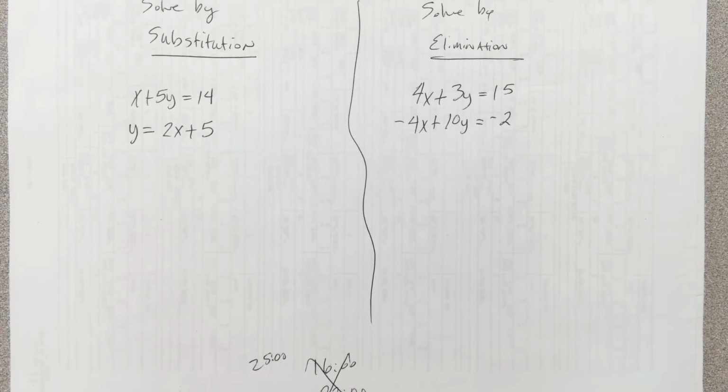But when you solve by substitution, if you're solving for x, then you mark y as 0 and then you solve for x. To find the y-intercept, replace x with 0 and solve for y. And to find the x-intercept, replace y with 0 and solve for x.